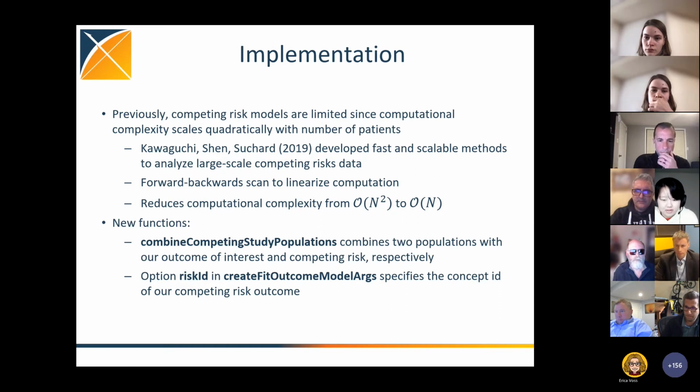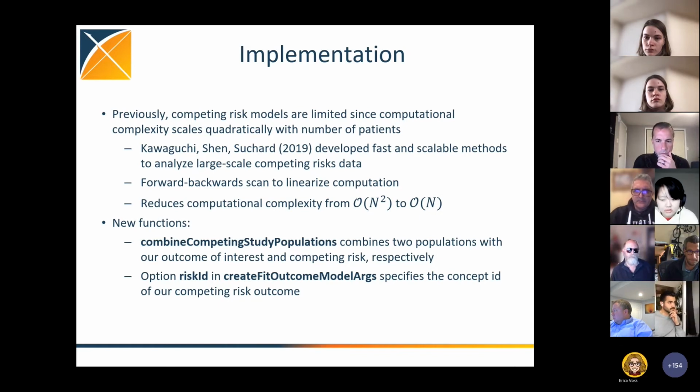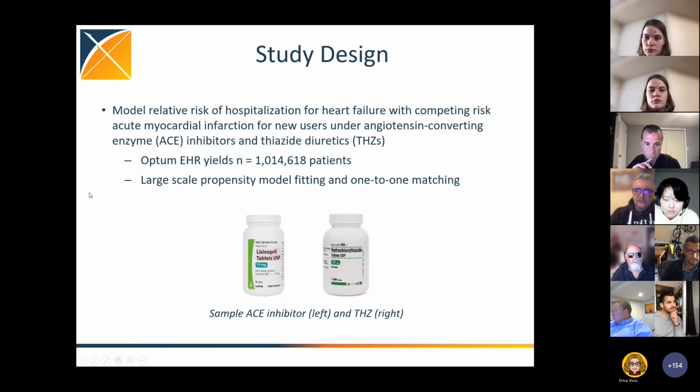In order to help implement this such that we can make Fine and Gray models more accessible through CohortMethod, we created 2 new functions or options, one of which is the combined competing study populations function. This combines 2 different study populations, one with our outcome of interest and then one that's interested in our competing risk, and then combines them so that we can fit the Fine and Gray model on this population. And then when we are trying to fit models in a multiple analysis framework in CohortMethod, there is an option to specify the risk ID when we're creating our outcome model arguments, which specifies the concept ID of our competing risk outcome of interest, so that we can use it in our multiple analysis framework.